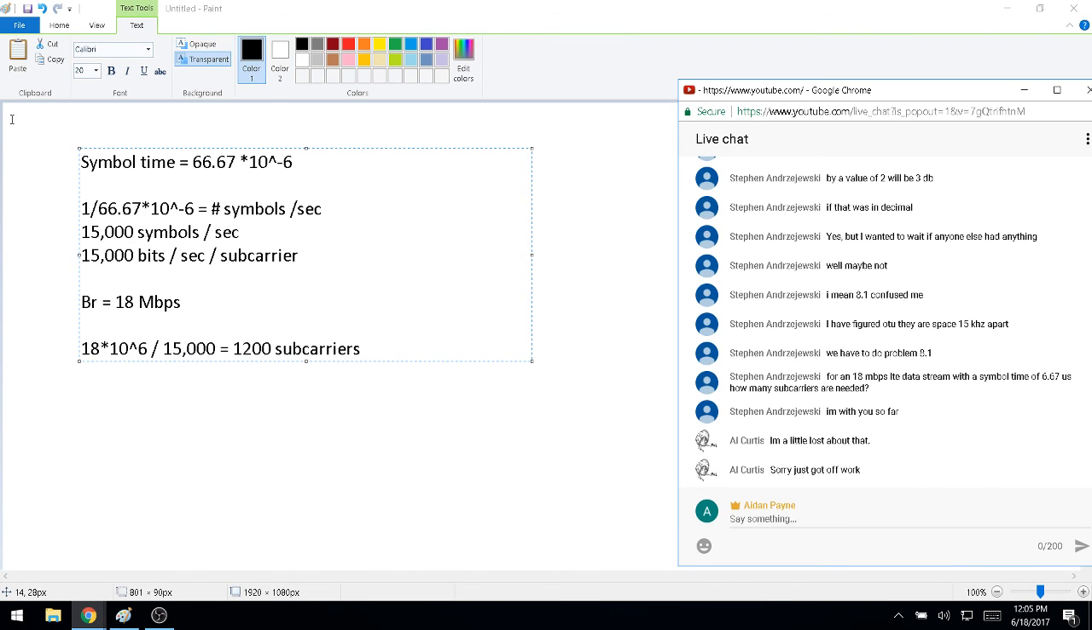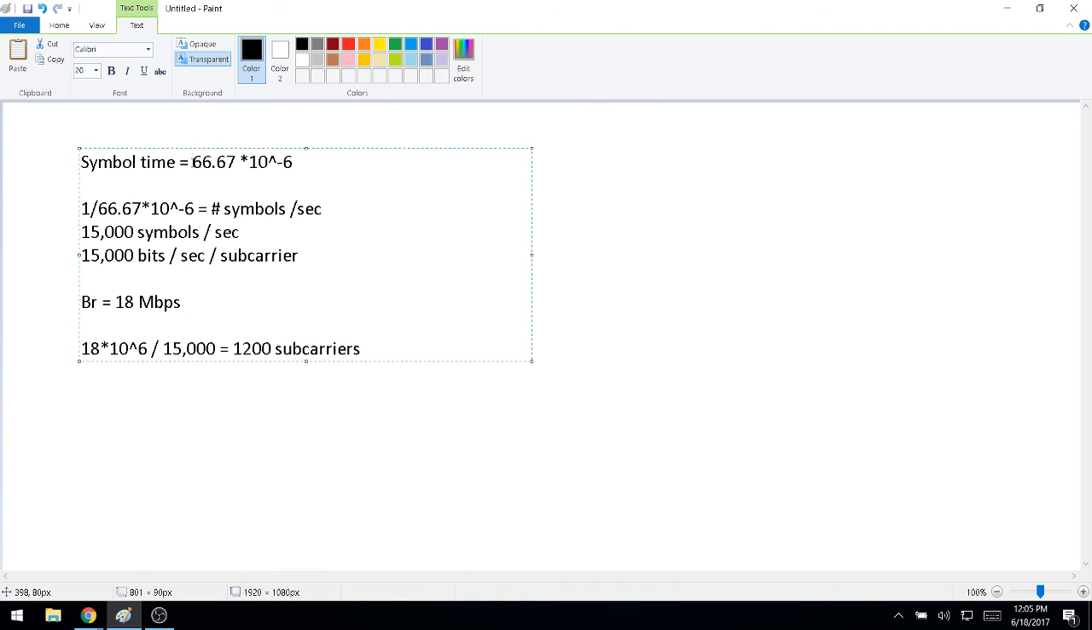So when we go back here, this is how we get the number of symbols per second. We know that each symbol lasts for this set amount of time, 66.67 times 10 to the negative 6 seconds. And so we can find the number of symbols in a second by dividing 1 full second by that time, and we'll find the number of individual symbols that fit in a second. And so that gives us our 15,000 symbols per second. Now we have to remember what a symbol actually is in the case of OFDM.